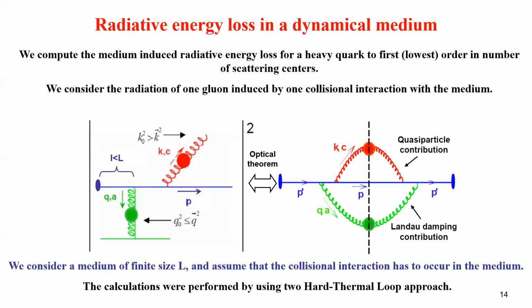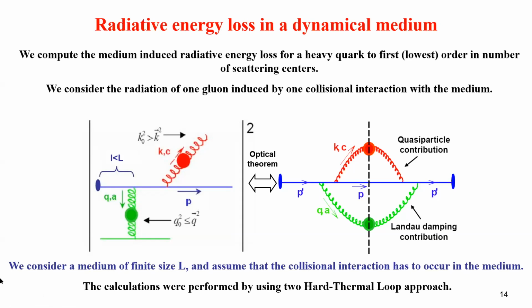To do this, we wanted to compute the medium-induced radiative energy loss for both light and heavy quarks to first, that is lowest, order in the number of scattering centers. For this, we consider the radiation of one gluon, which is induced by collisional interaction with one parton in the medium. In distinction to the static QCD medium, we now assume that this parton in the medium is moving, that is, a dynamical particle. This is why this is called dynamical energy loss.